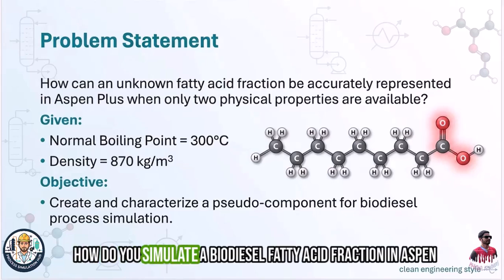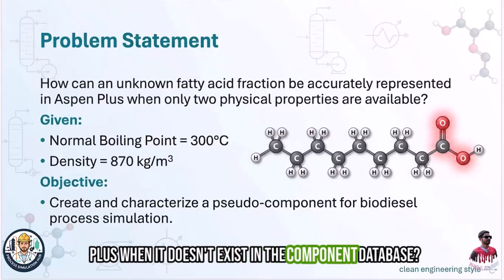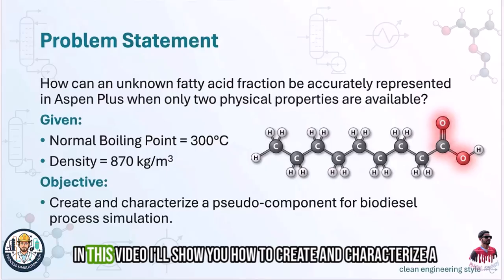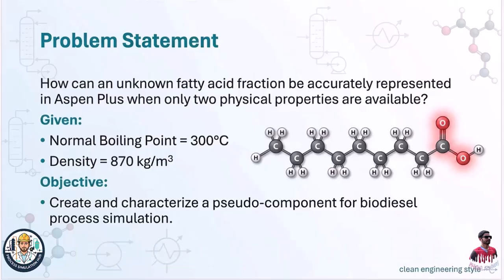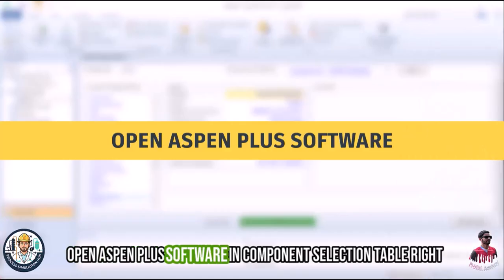How do you simulate a biodiesel fatty acid fraction in Aspen Plus when it doesn't exist in the component database? In this video, I'll show you how to create and characterize a pseudocomponent using only its normal boiling point and density. Open Aspen Plus software.